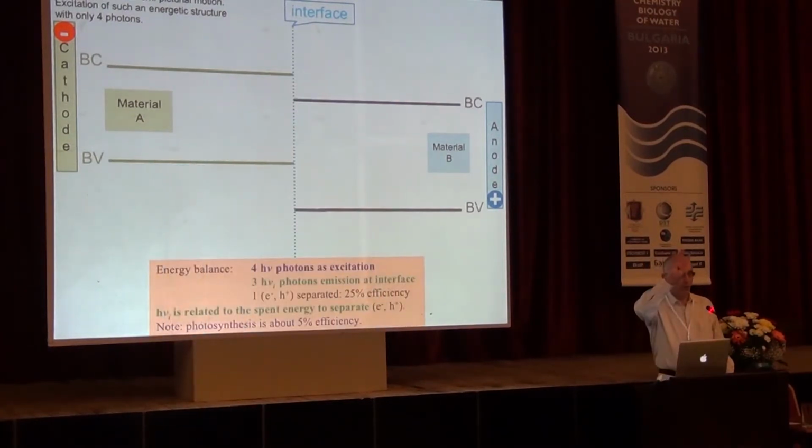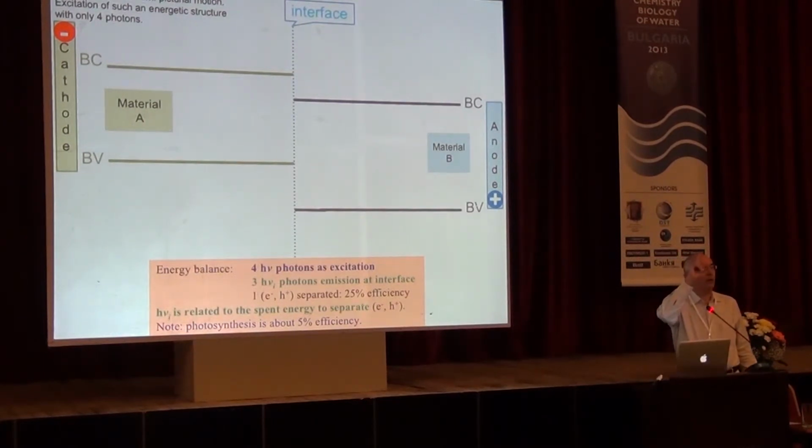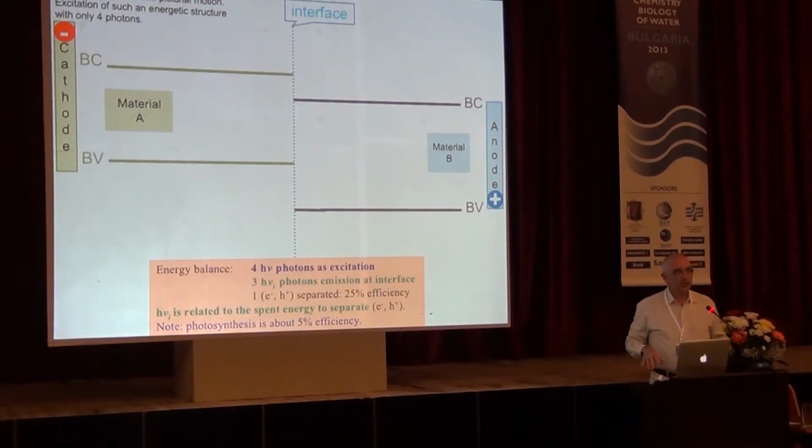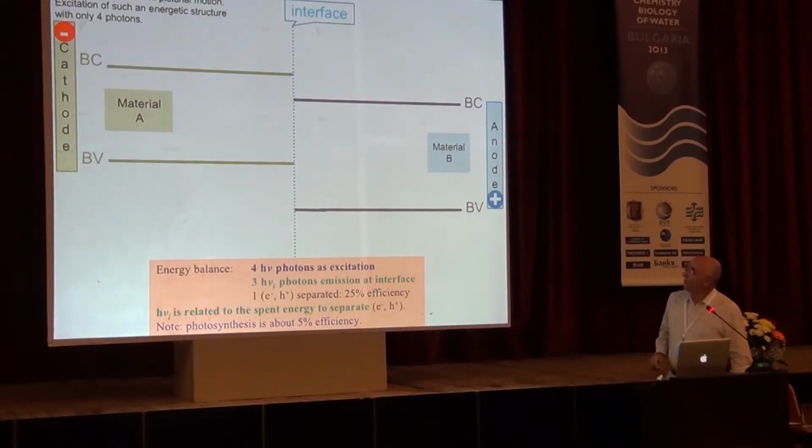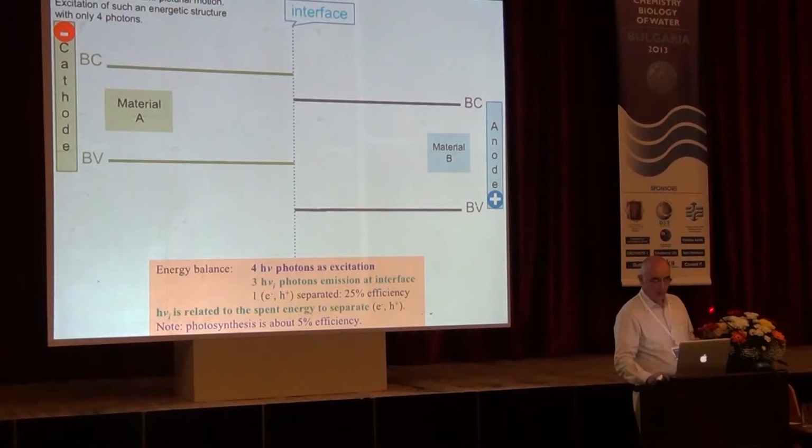In this case, for photons, I collect only one pair separated. It's not efficient, but it's enough for the photosynthesis process. The photosynthesis process needs only 5%. I'm trying to show that maybe the interface emission gives the color for the plants. It means there is a lot of optical energy that is lost here at the interface of those materials.